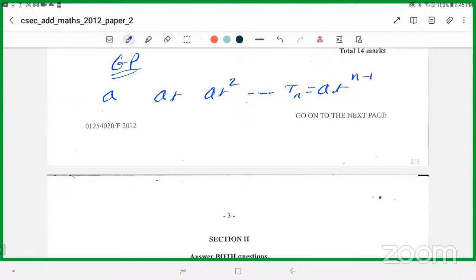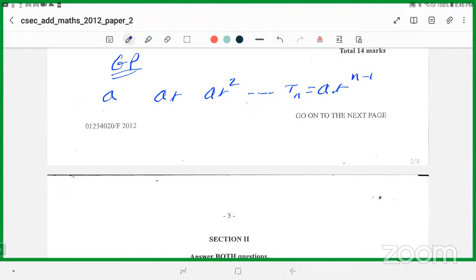Like the 10th term is A times R to the 9th. So you can say, for example, the 10th term is AR to the 9th power. The 5th term is simply AR to the 4th power. Whatever the term number is, you put 1 less up there on the power. Simple as that. This is the formula for it: AR to the n minus 1 for the term.